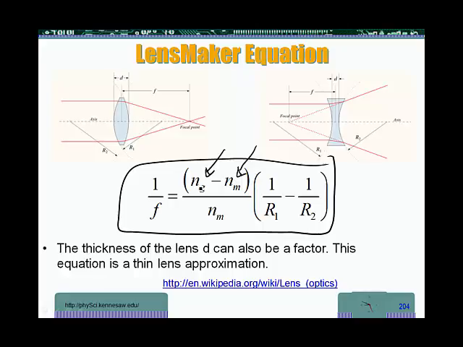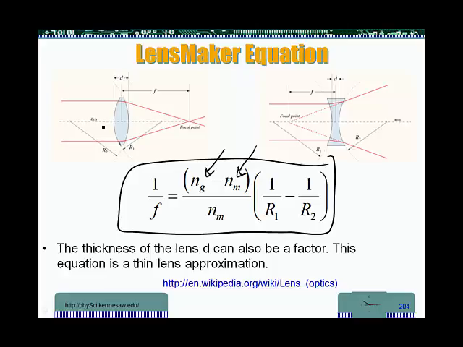So n sub g is the index of refraction of the material of the lens, and n sub m is the index of refraction of the medium surrounding the lens. And then multiplied by 1 over r1 minus 1 over r2. And r1 and r2 are the radii of both sides of the lens. For example, this side is a curved side that's going to have a radius. Its radius is going to be r1. So the first side that the light is going to meet when it comes into the lens is going to have a radius r1. And then r2 is going to be the radius of the other side.